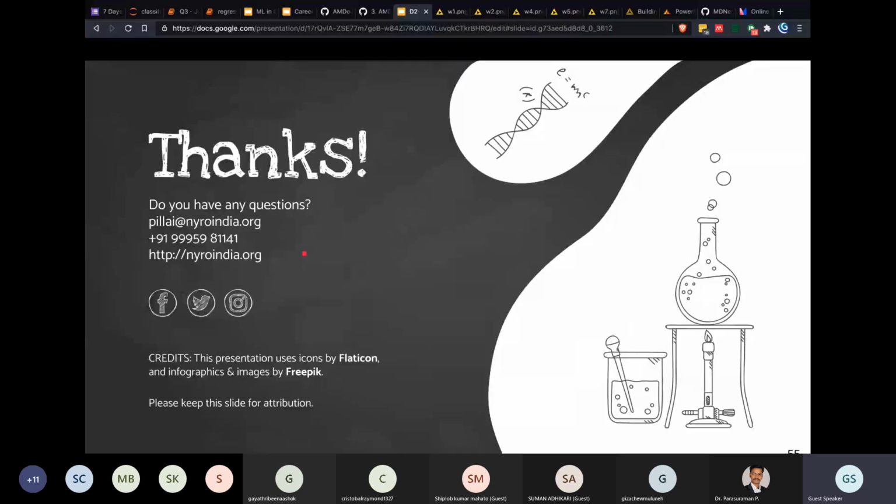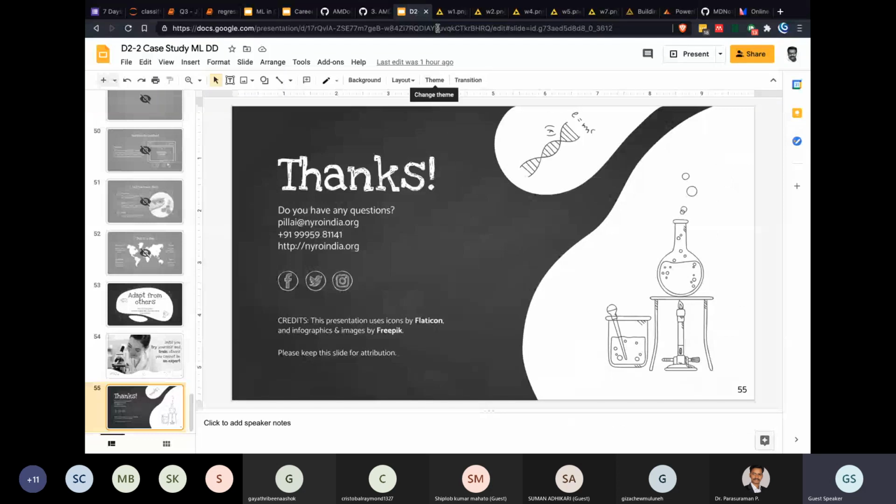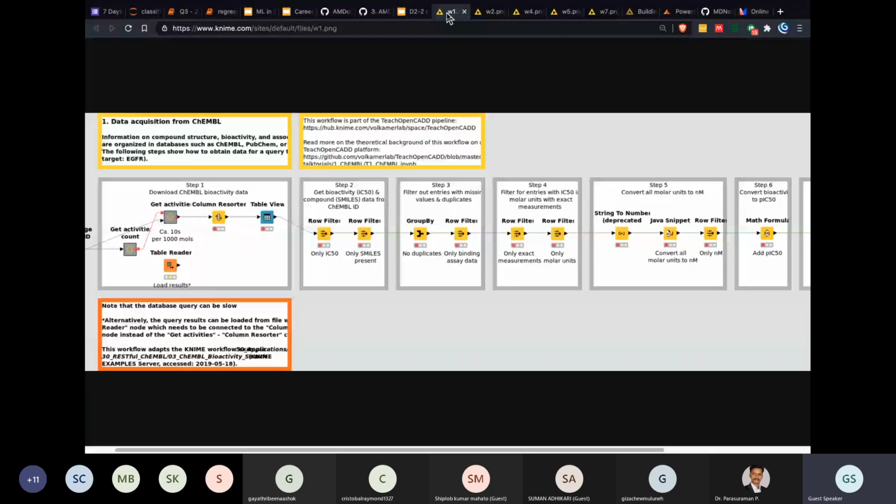Now, let me quickly go to some examples and then the demo. So these are some of the workflows in KNIME for getting data from ChEMBL. So you can filter the rows and all those things. It is publicly available.